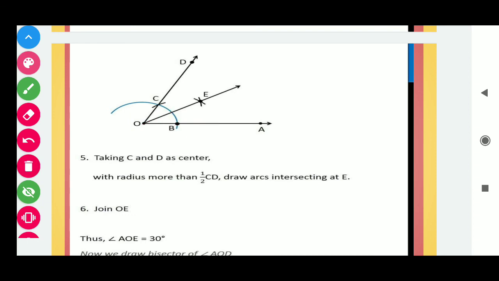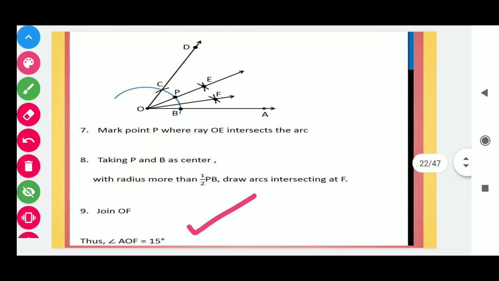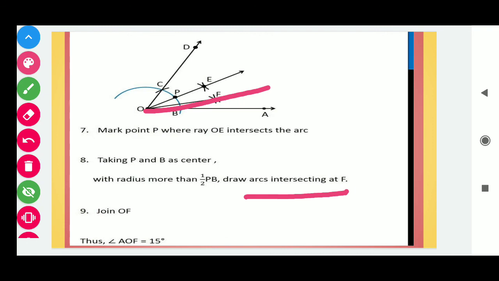So join OE, angle AOE is 30 degree, and after that you can see here, mark point P where ray OE intersects the arc. Taking P and D as centers with radius more than half of PB, draw arcs intersecting at F. Now join this OF. This makes the angle 15 degree.